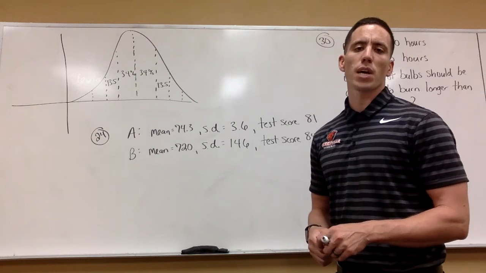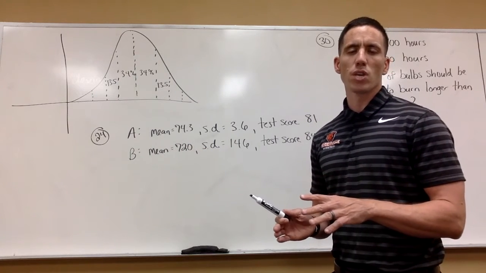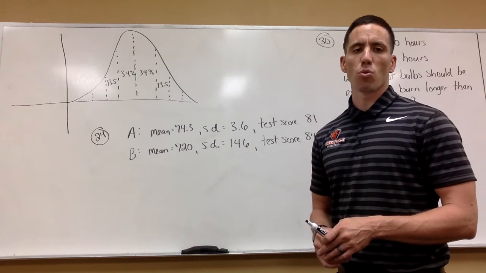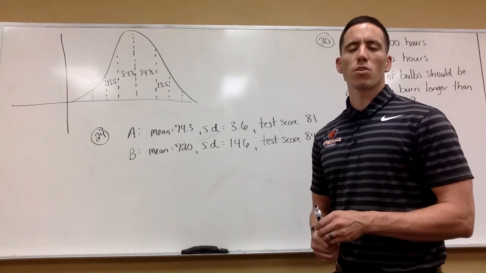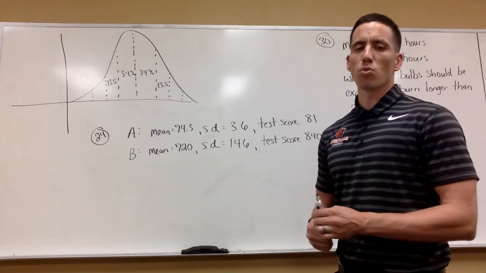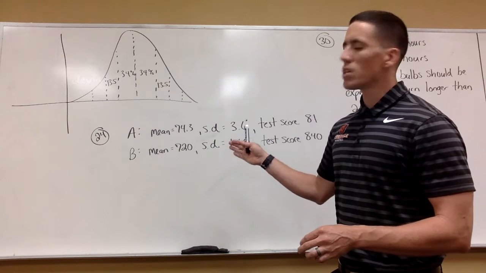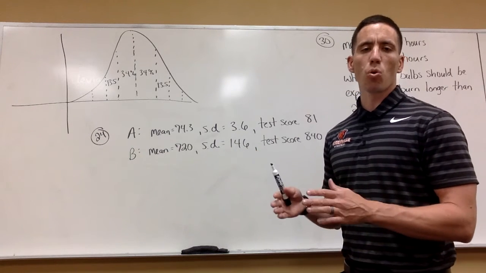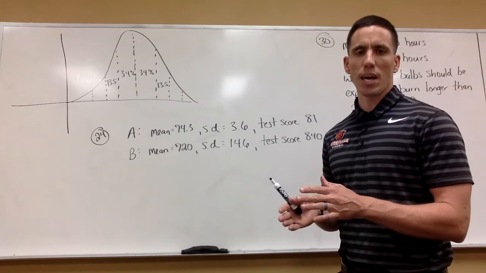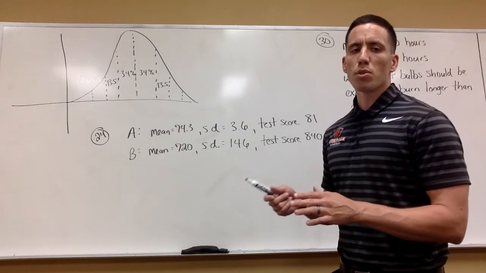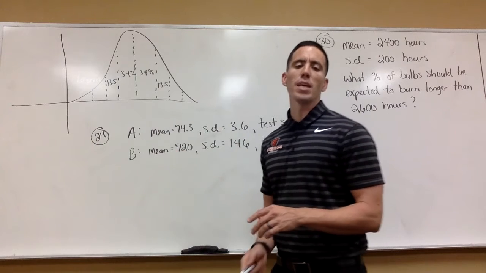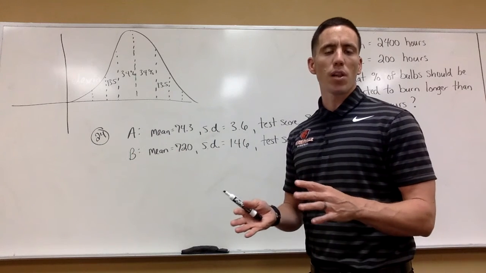Both of these problems have to do with normal distributions, and one of them has to do with the z-score. The first one we're going to do, 24, is actually dealing with the z-score. We're given two different scenarios of scores that people have done on a test, and we're asked between test A and test B, who had the better relative performance.